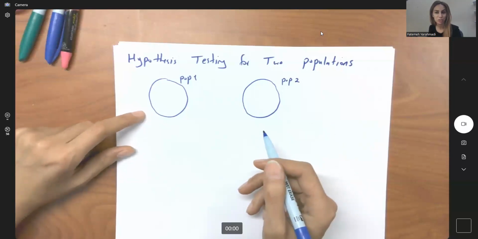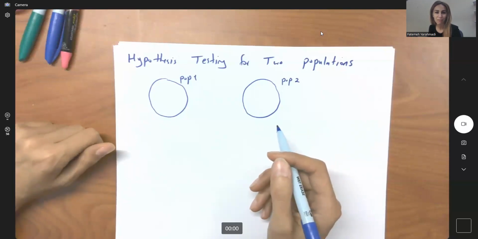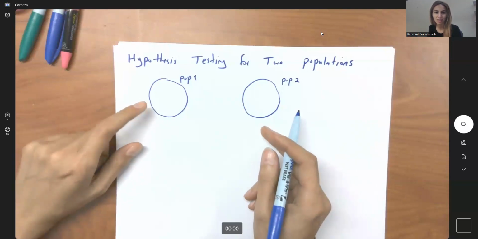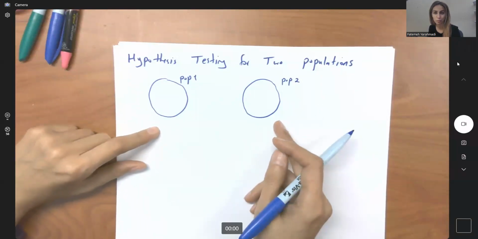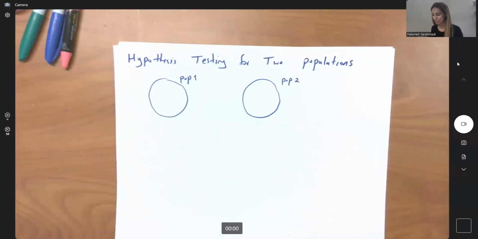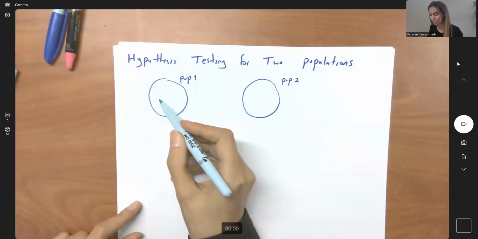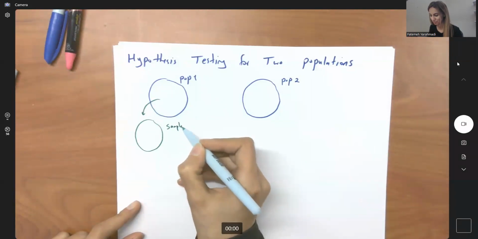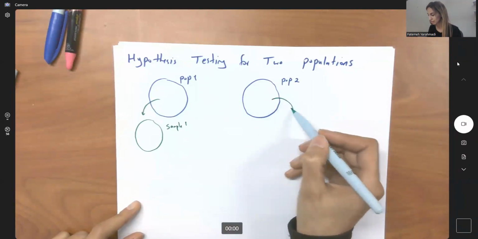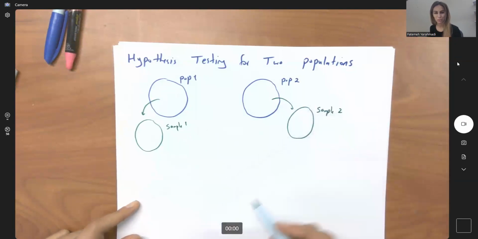For example, you might be interested in knowing, well, is there any difference between average GPA of students in San Jose State University and Stanford University? These are the types of questions that we usually ask when we have two populations. As a statistician, you're going to take random samples from these two populations. Sample one, and then you're going to take sample two from the second population.